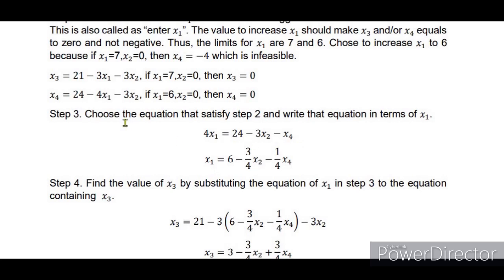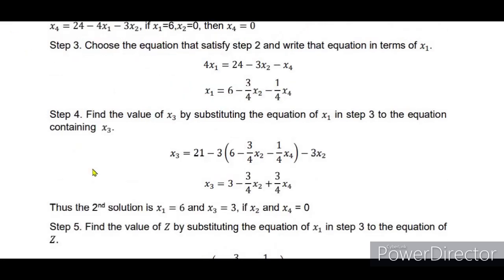So we will now write constraint 2 in terms of x sub 1. We will transpose the variables containing x sub 2 and x sub 4 to the other side, and we will simplify to get the first equation. X sub 1 is equal to 6 minus 3 over 4 x sub 2 minus 1 over 4 x sub 4. Now let's go to step number 4.